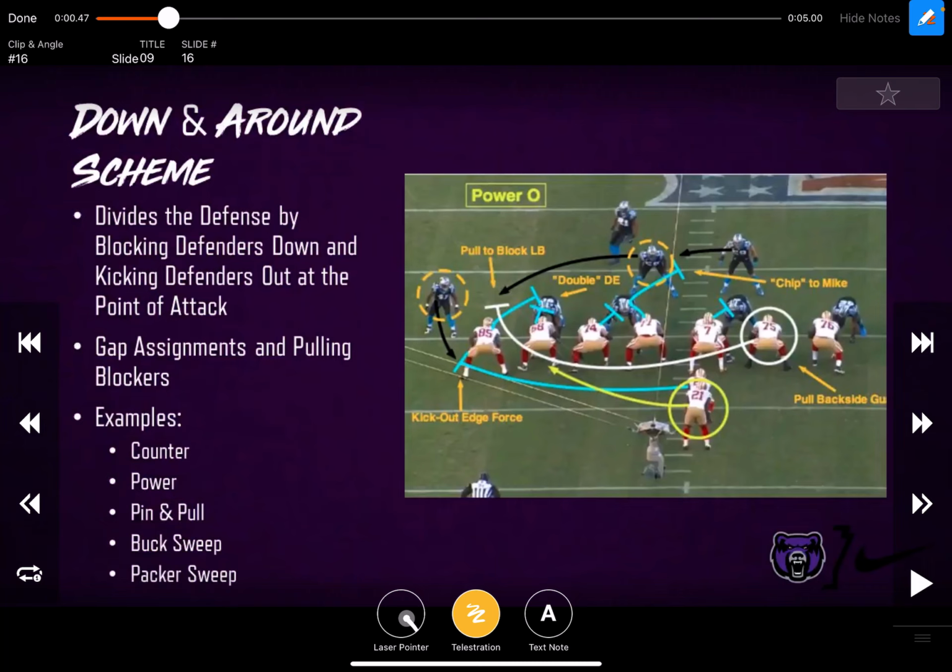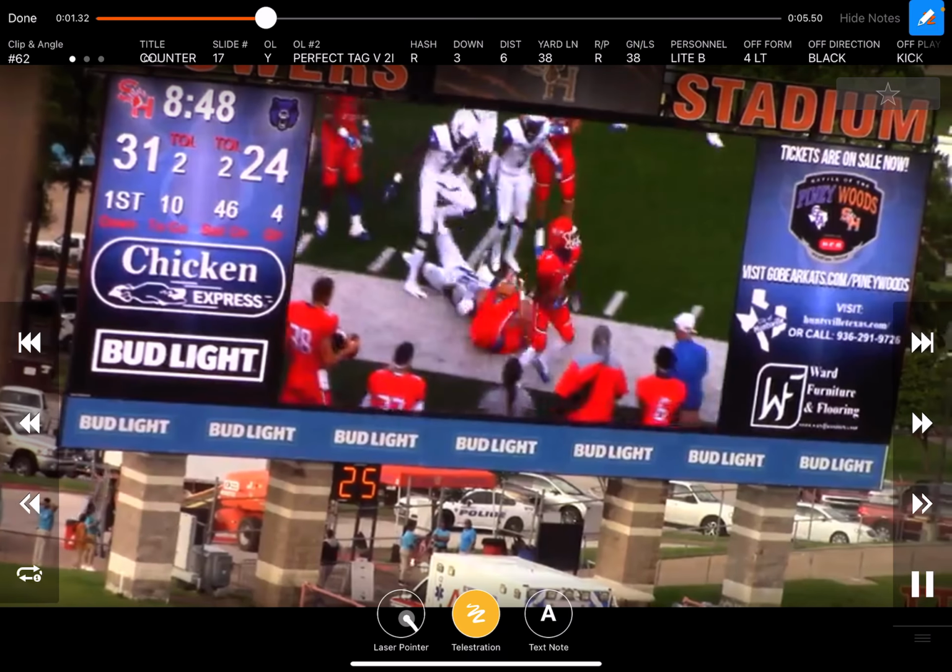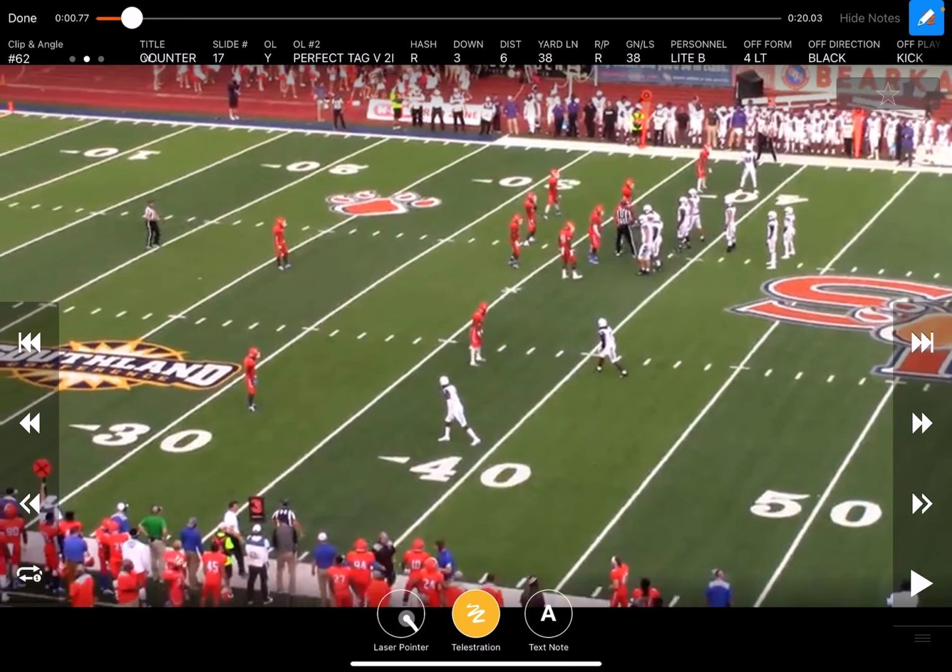The buck sweep is one of those old school ones. Wing T teams, a lot of high school teams, even some college teams. Gus Malzahn, who was at Auburn, now at Central Florida, he's big into buck sweep. And then if you go way back, a lot of this started with Lombardi and the Packer sweep, which we're not going to see many clips of, but that's where it all started. All right, so here's a couple examples of down and around scheme plays.